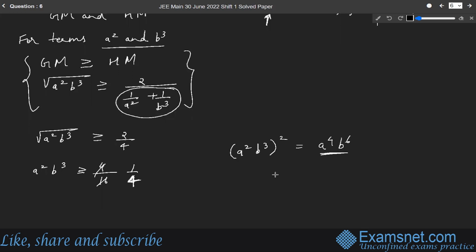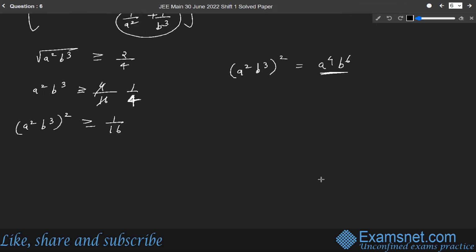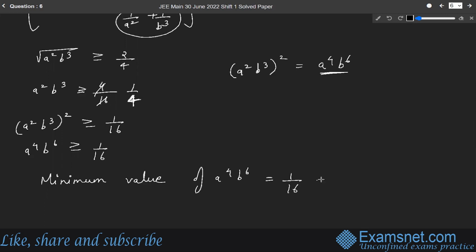So squaring again both the sides, we get a square into b cube whole square is greater than or equal to 1 by 4 square, which is 1 by 16, right? Now, what is a square into b cube whole square? It is a power 4 into b power 6 is greater than or equal to 1 by 16. So now we have the minimum value of a power 4 into b power 6. What is the minimum value? Minimum value of a power 4 into b power 6 is 1 by 16.